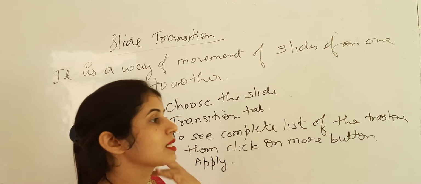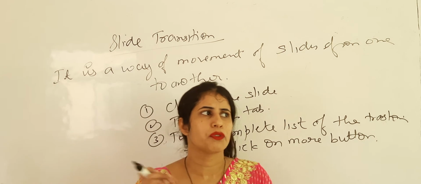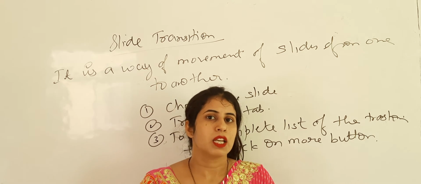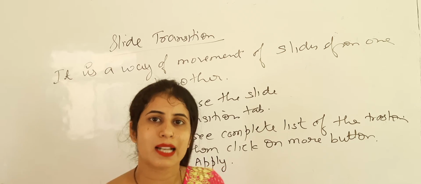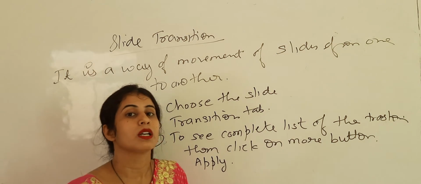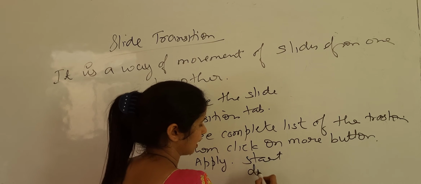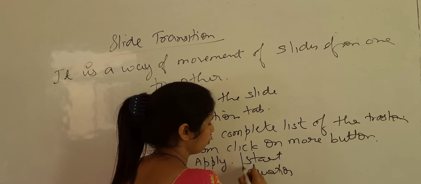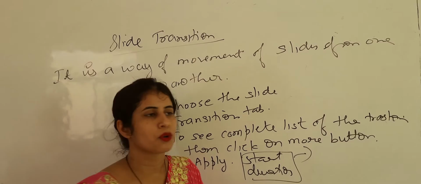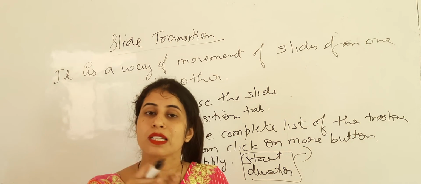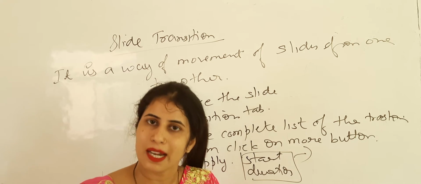In this slide transition, we have a few other options there. First is start, means if we are going to apply the slide transition, how are we starting it? First is the start option, second is duration. Two options are there. Start shows from where we have to start, from first, second, third, from which slide we are going to show the slide transition.